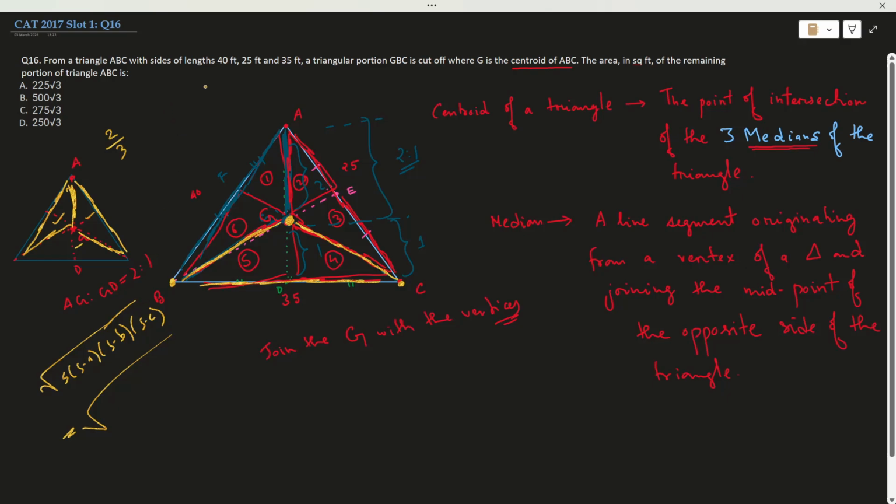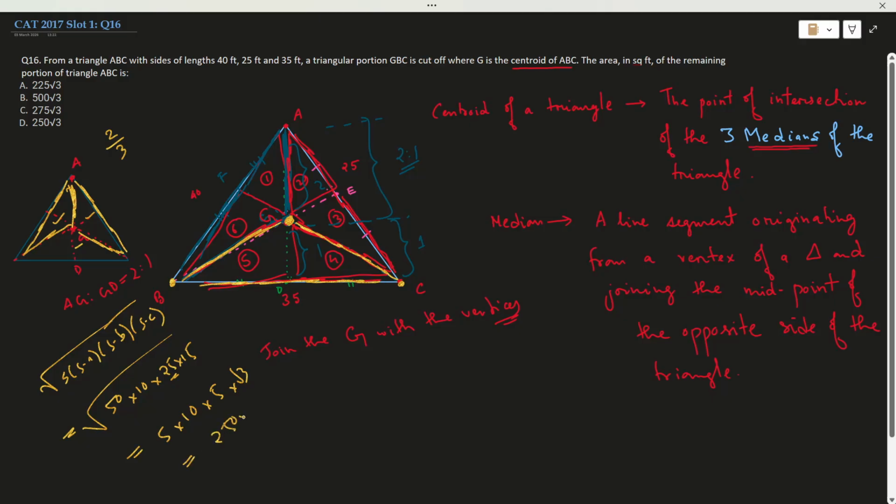What is S? S is the semi perimeter. So 25 plus 35 is 60. 60 plus 40 is equal to 100. 100 by 2 is 50. So 50 minus 40 is 10. 25 and 15. So from here 25 I will get 5. So this is 5 into 10. So I will have another 10. So 5 into root 3.